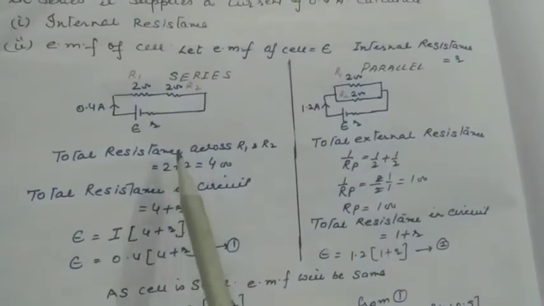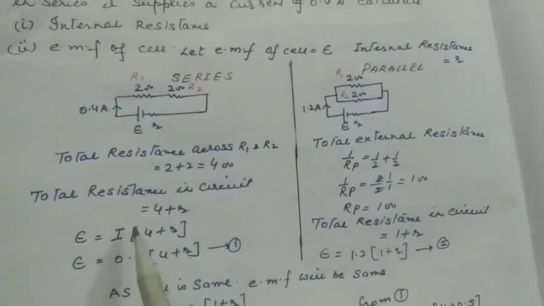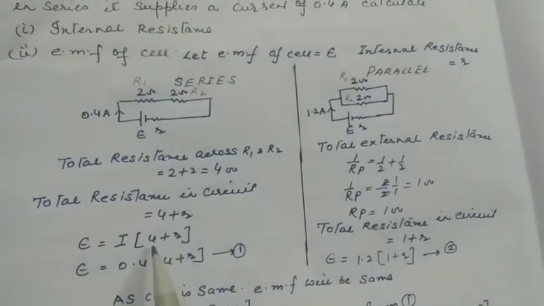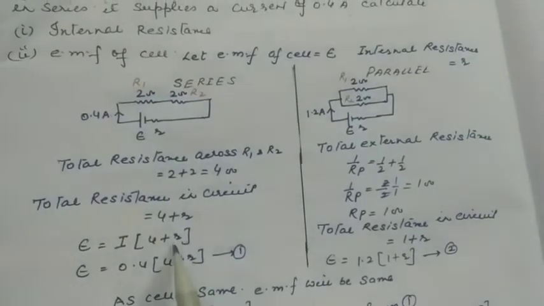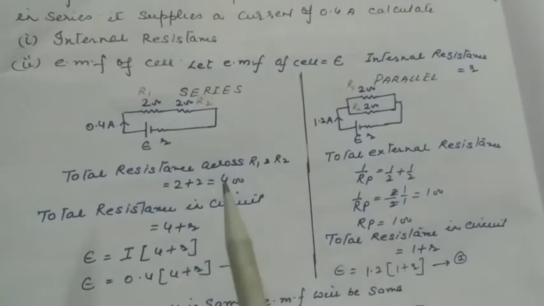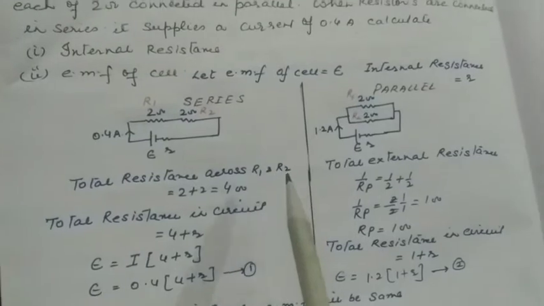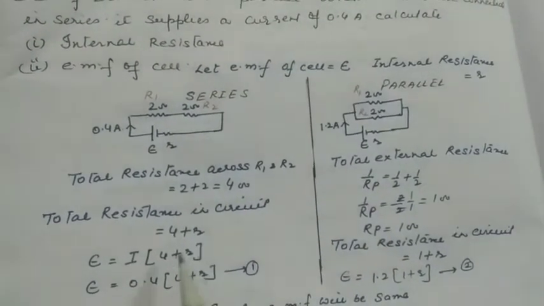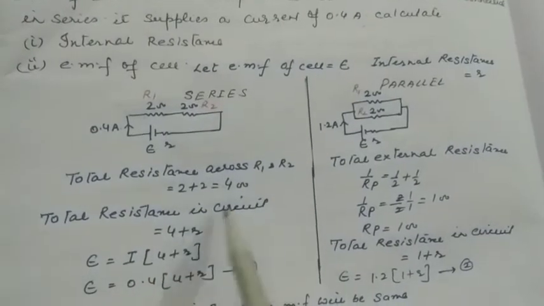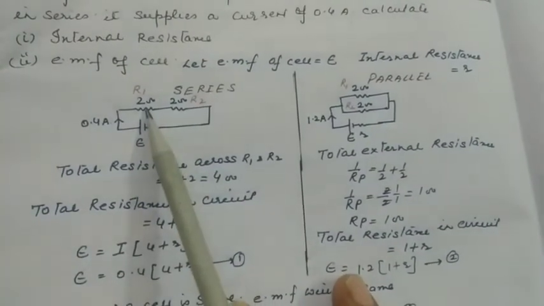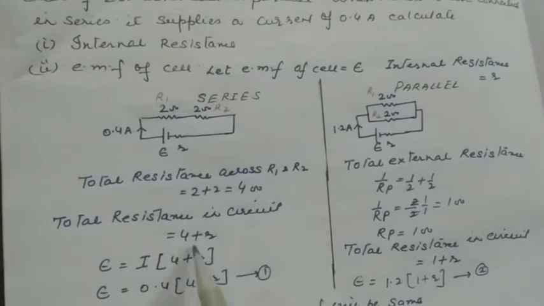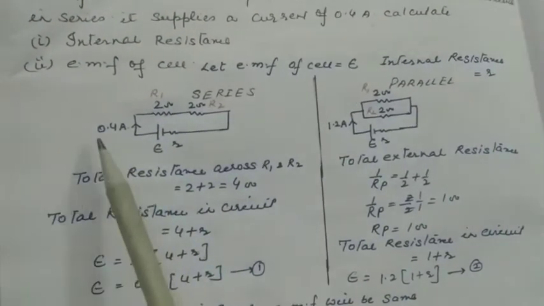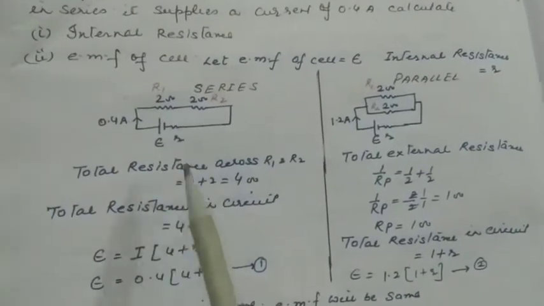I will try to find out the EMF from here. So what is the formula for EMF? Current into total resistance. Total resistance means internal as well as external. I already told you, when the internal resistance is given, the question is a little bit difficult. So here we will consider both the resistances, internal as well as external. What is the external resistance here? Both are connected in series, so 2 plus 2 is 4. Internal resistance R. The current flowing in the circuit is 0.4 ampere, as I have shown in the diagram.